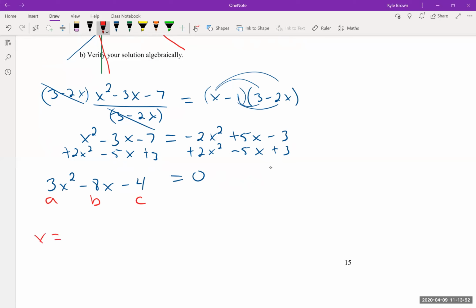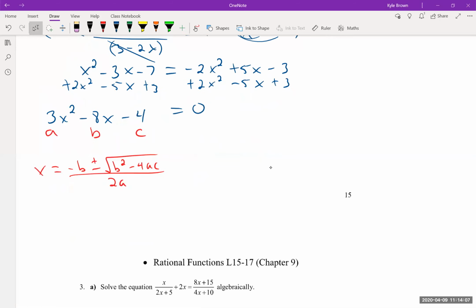X is equal to negative B plus or minus the square root of B squared minus 4AC all over 2A. So we're just going to throw all those numbers in now. So let's go. So it's going to be X is equal to, so I'm just going to call this 8 because it's minus negative 8. So 8 plus or minus the square root of negative 8 squared minus 4 times 3 times negative 4 all over 2 times 3.